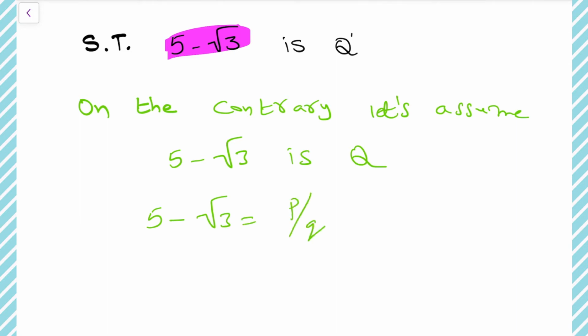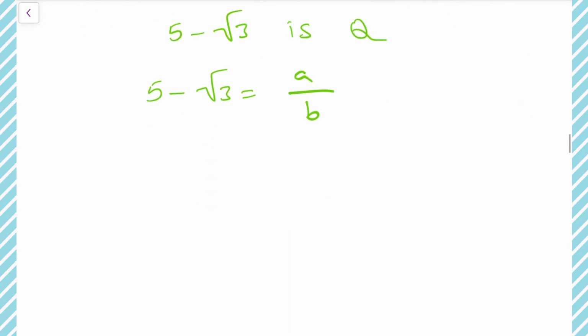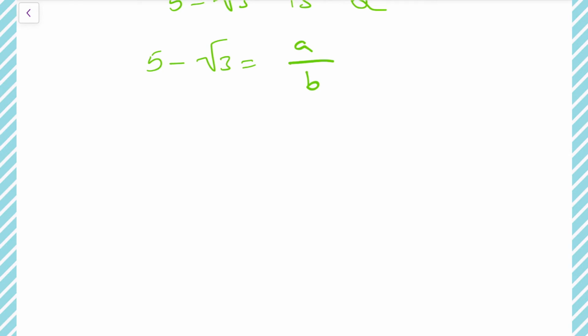But our textbook is following a by b instead of p by q. That's why I am also changing it to a by b. No problem, we can write p by q also. Nothing is wrong in that. Now what I will do, I will take this minus root 3 to the right side and a by b to the left side. So we get 5 as it is. A by b will become minus a by b equals to minus root 3 will become plus root 3.